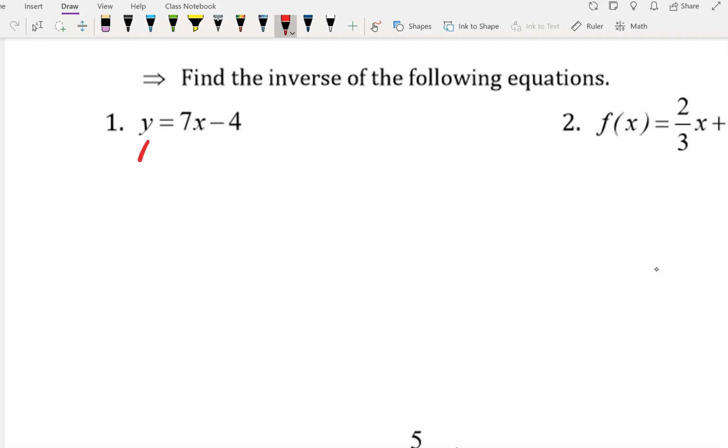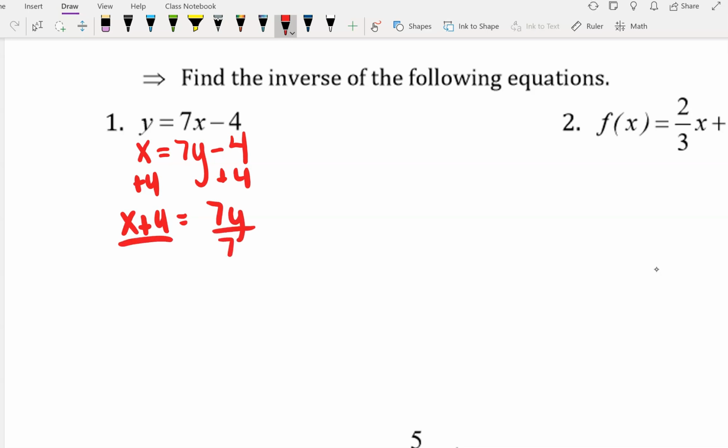So x goes here, y goes here, and we solve for y. To solve for y, I add 4 to both sides. I get x plus 4 equals 7y. Then divide both sides by 7. y equals (x plus 4) over 7. And that is our inverse.